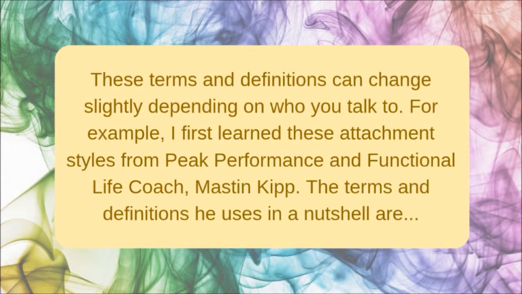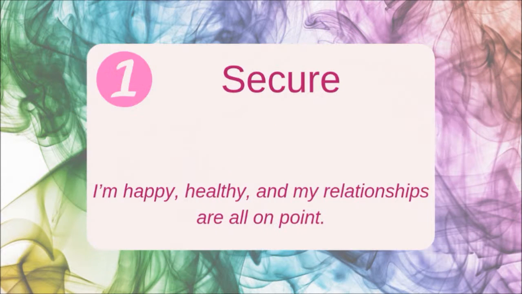For example, I first learned these attachment styles from peak performance and functional life coach Mastin Kipp. The terms and definitions he uses in a nutshell are: Number 1, secure. I'm happy, healthy, and my relationships are all on point. Number 2, anxious. What if I'm not enough?